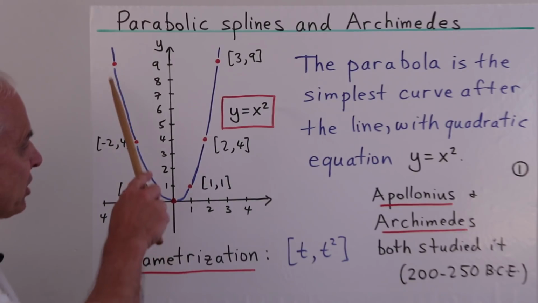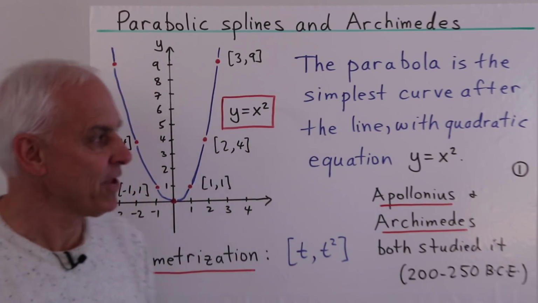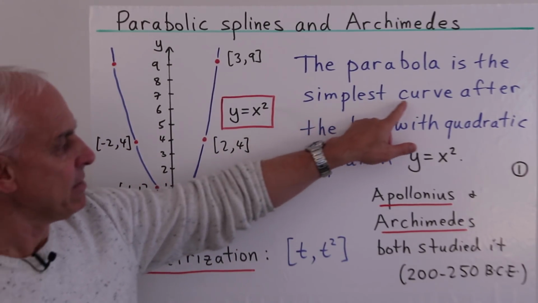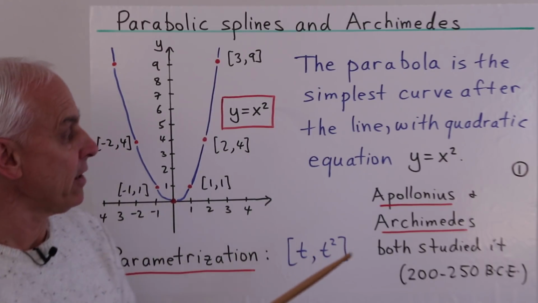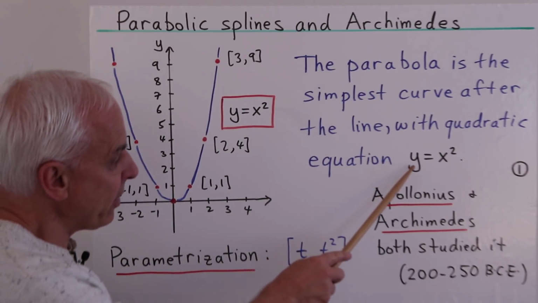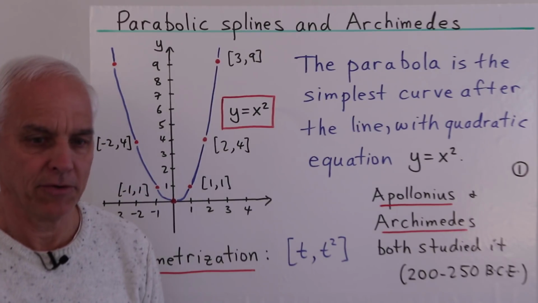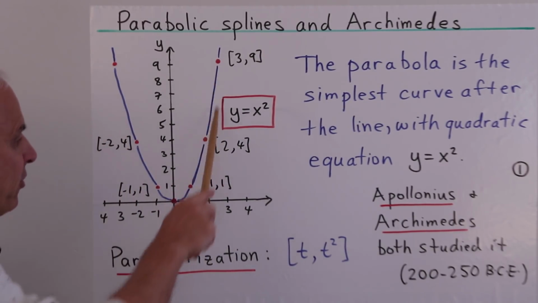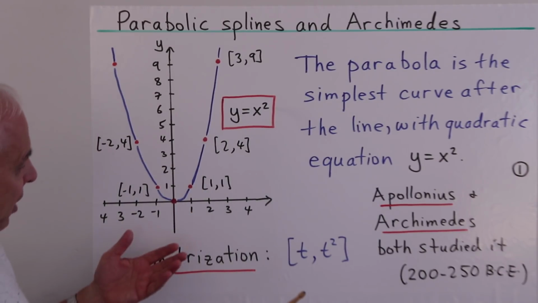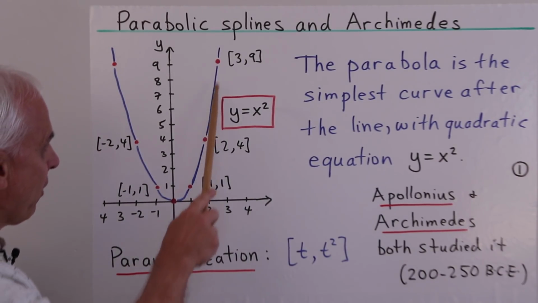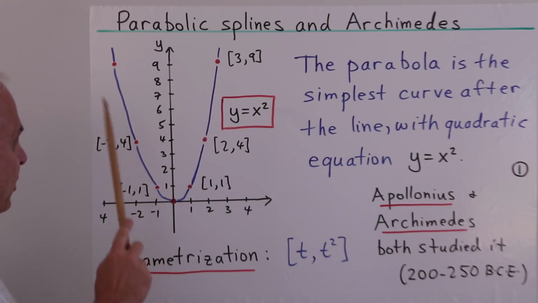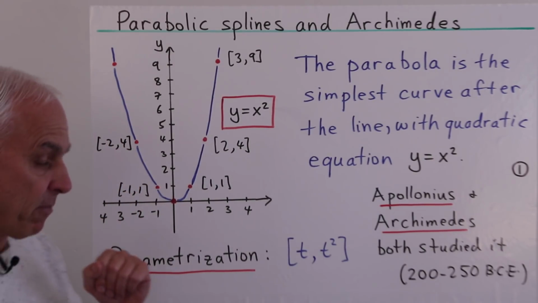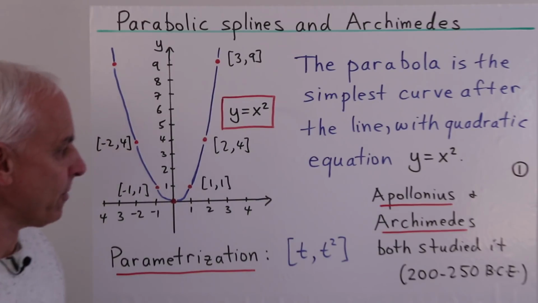Okay, so the object of interest today is the parabola, which is arguably the simplest curve after the straight line. It has the quadratic equation y equals x squared, so a pretty simple equation. And here is the very familiar graph y equals x squared. I've plotted a few points: (1, 1), (2, 4), (3, 9), (minus 1, 1), (minus 2, 4), etc. This will be very familiar to students of high school.